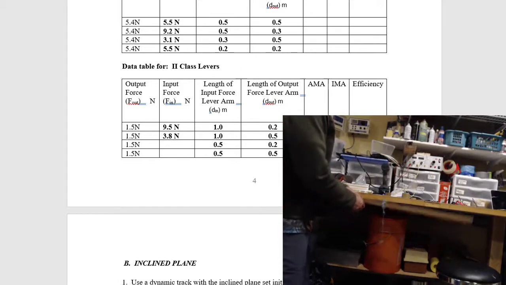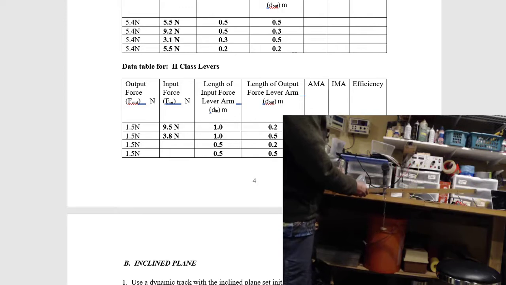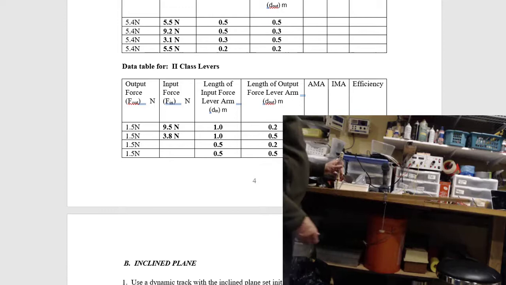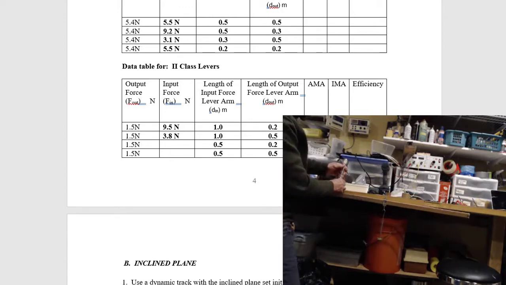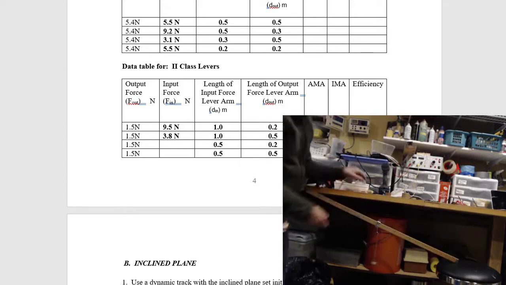So I move my input force to the 0.5 meter as it asks me to. And I'm going to take my output force and measure it at 20 centimeters. So for the class 2 lever here, at 20 centimeters, I'm seeing about 6 newtons. All right, so I'm seeing 6 newtons at 20 centimeters, so I'm going to write that in.